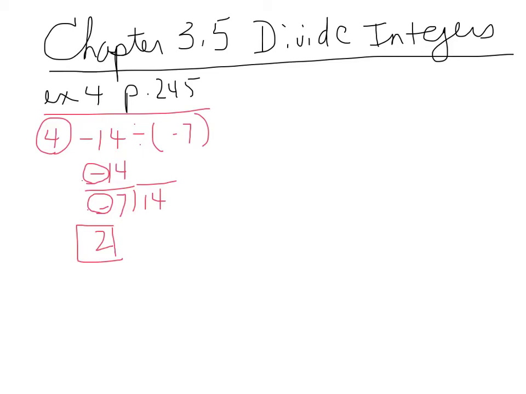And moving on to example 5 on the same page, 245. Let's look at this one. And this one sets it up as an algebra or a fraction. So it's negative 27 over negative 3. And here, again, it's a division with negative signs. So we need to look at the negative rules.